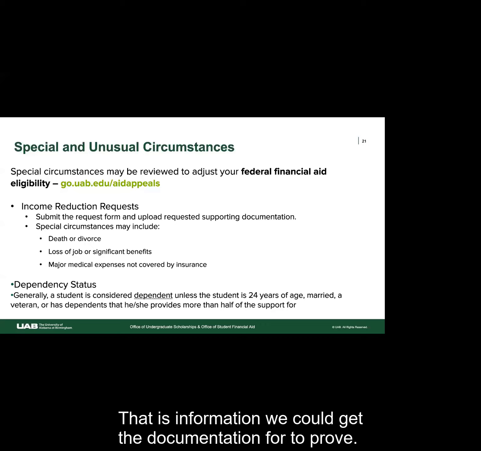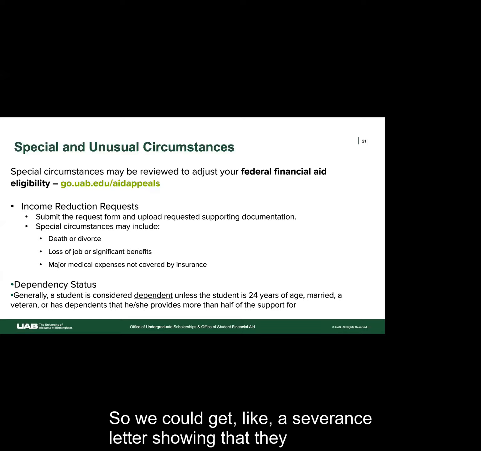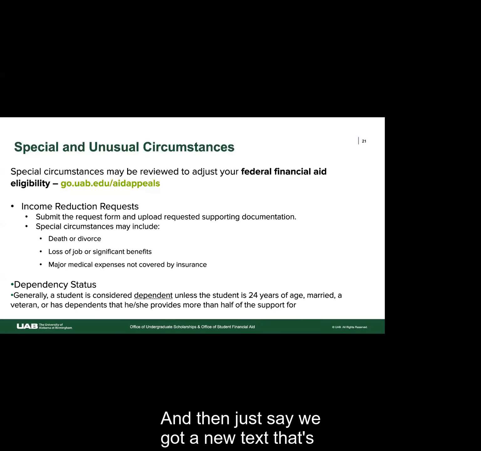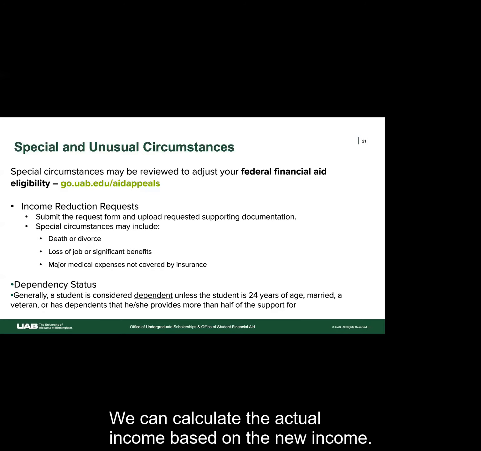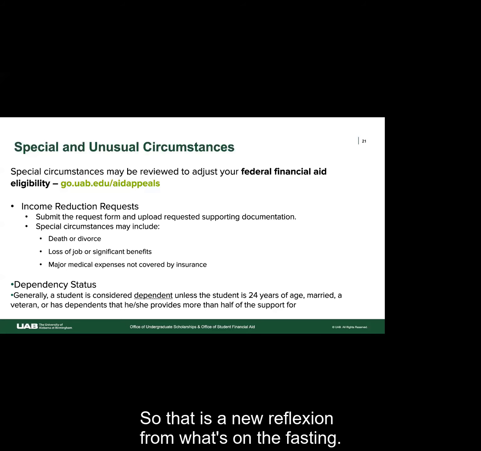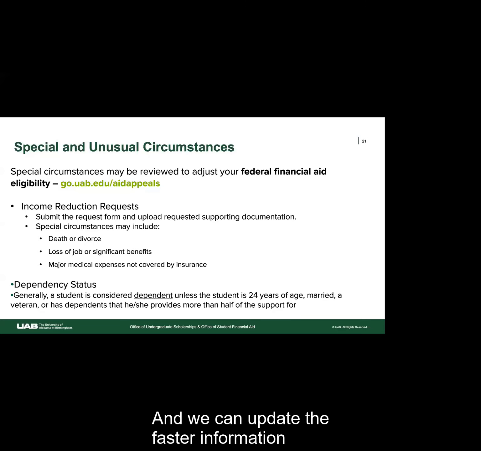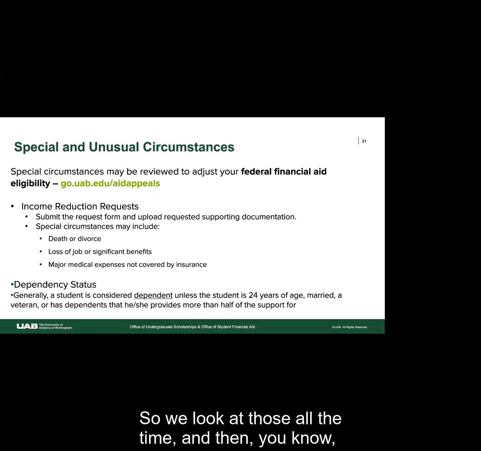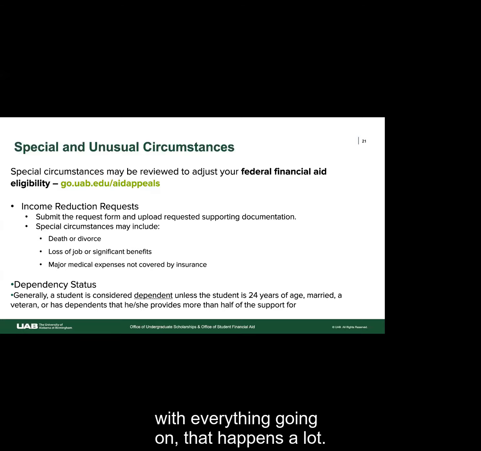That is information we could get documentation for to prove. So we could get a severance letter showing that they don't have the job anymore that's listed on the FAFSA for the income, and then say we got a new check stub showing they're making significantly lower. We could calculate the actual income based on the new income, so that is a new reflection from what's on the FAFSA, and we can update the FAFSA information that may qualify you for any type of need-based aid. That would be Pell Grant and subsidized loans. So we look at those all the time, and with everything going on, that happens a lot.